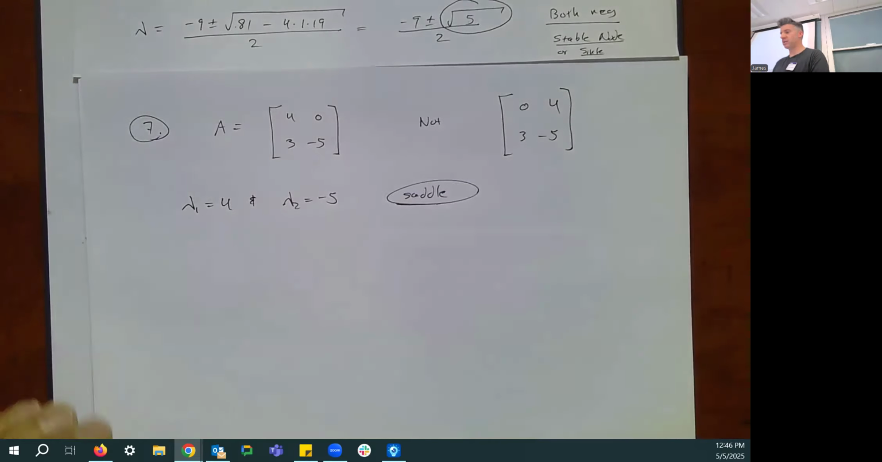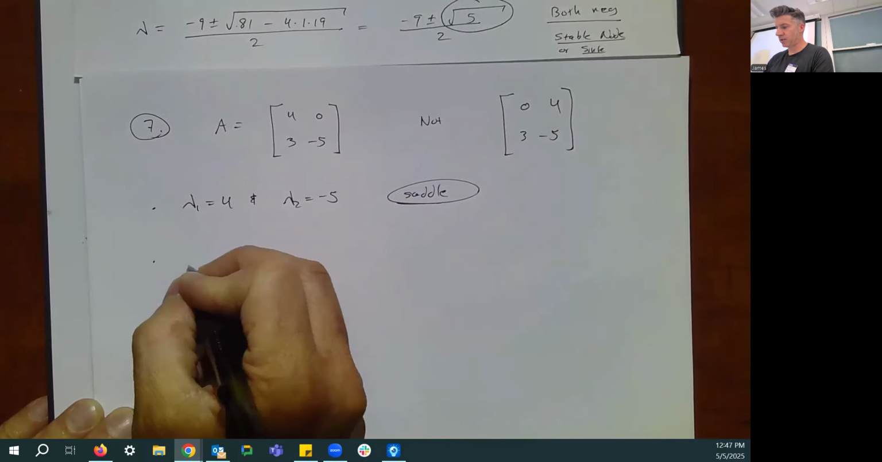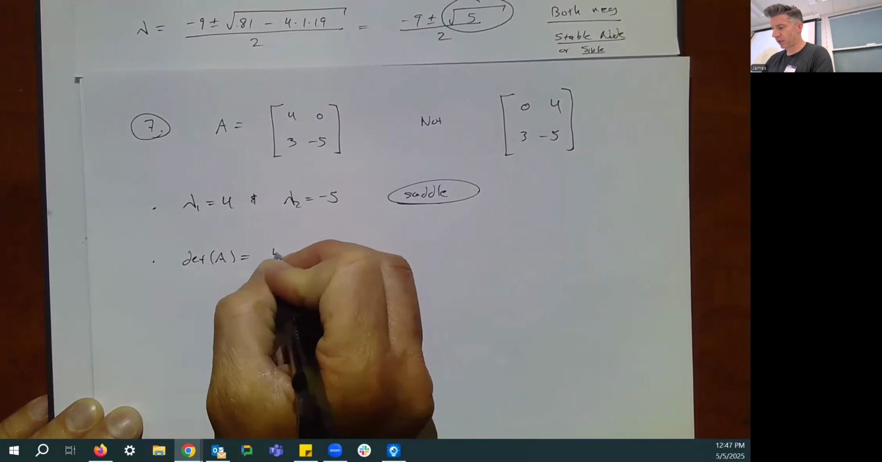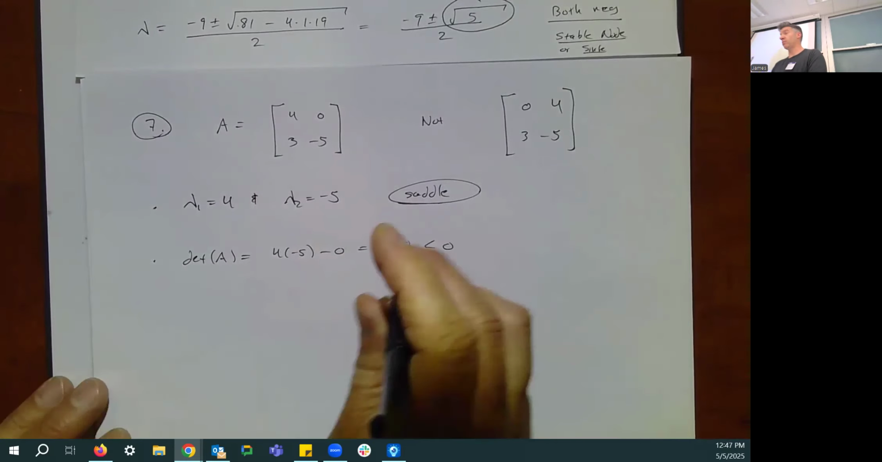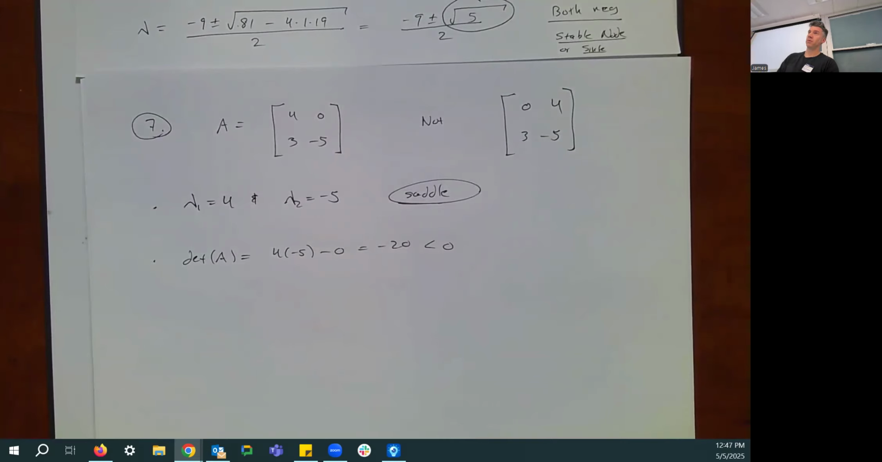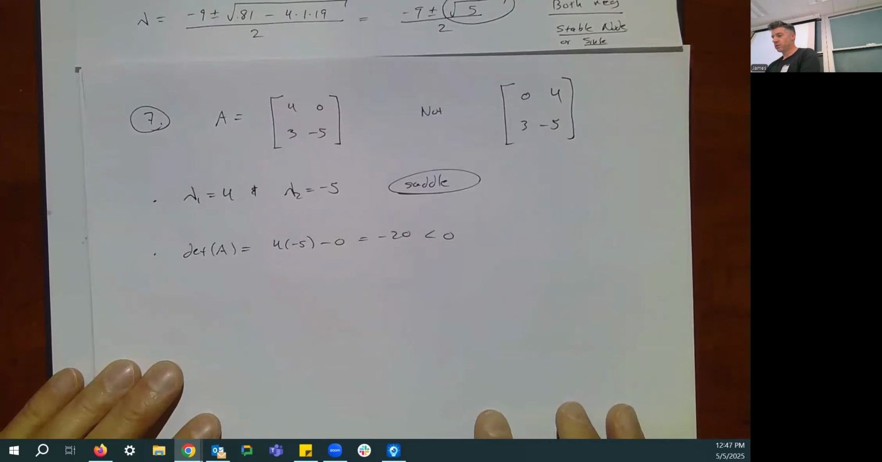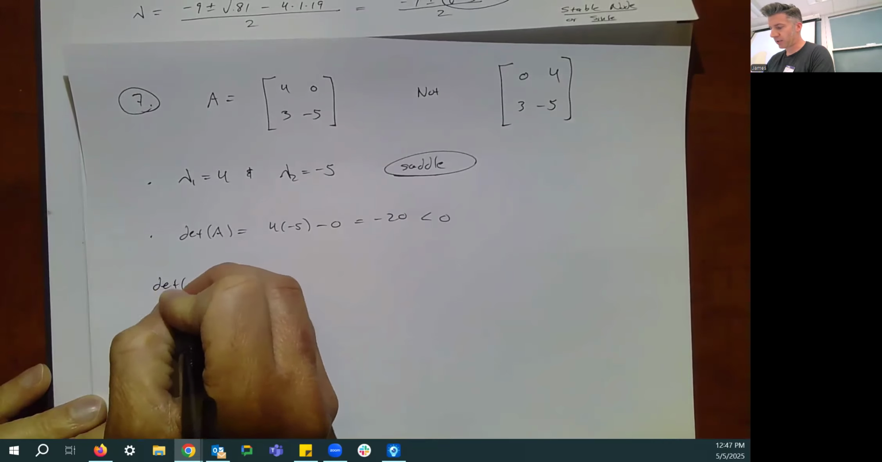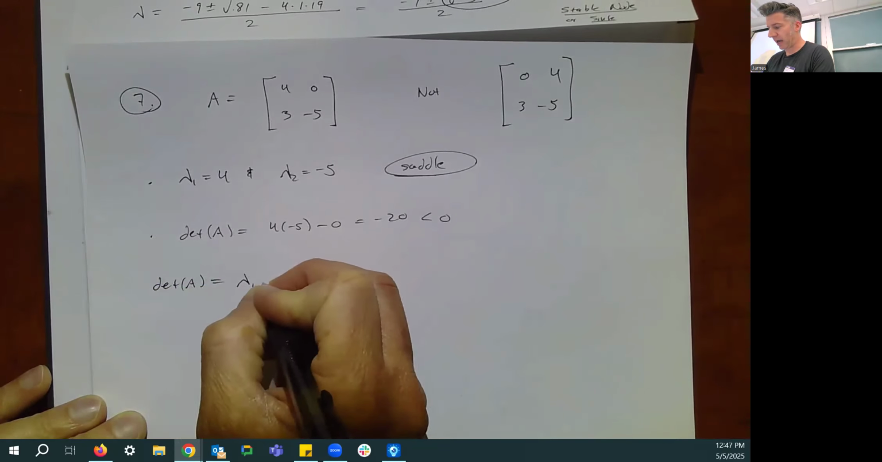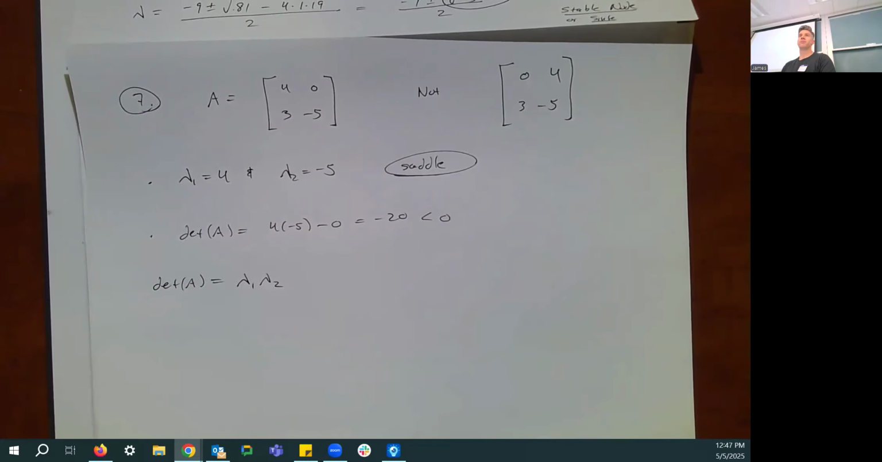We also could have seen this by saying, hey, the determinant of our matrix A is 4 times -5 minus 0, which is -20, which is negative. And when the determinant's negative, it's always a saddle. One more fun fact. This probably doesn't get taught in your class, but I think it's worth knowing anyway. And this fun fact does come up in that video that I posted in Canvas earlier today. The determinant of your matrix is equal to the product of the eigenvalues. So whatever the eigenvalues are, their product is equal to the determinant.